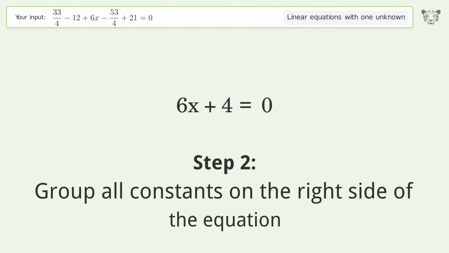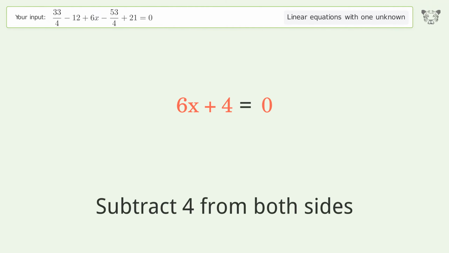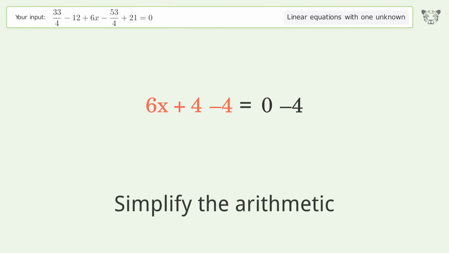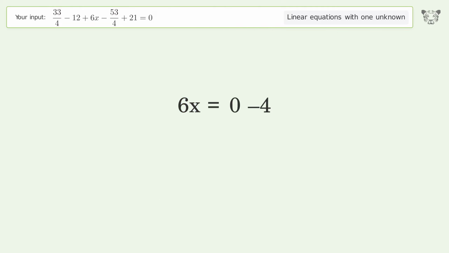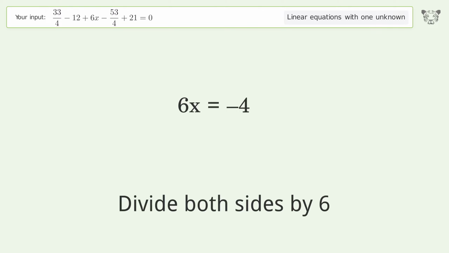Group all constants on the right side of the equation. Subtract 4 from both sides. Simplify the arithmetic. Isolate the x. Divide both sides by 6.